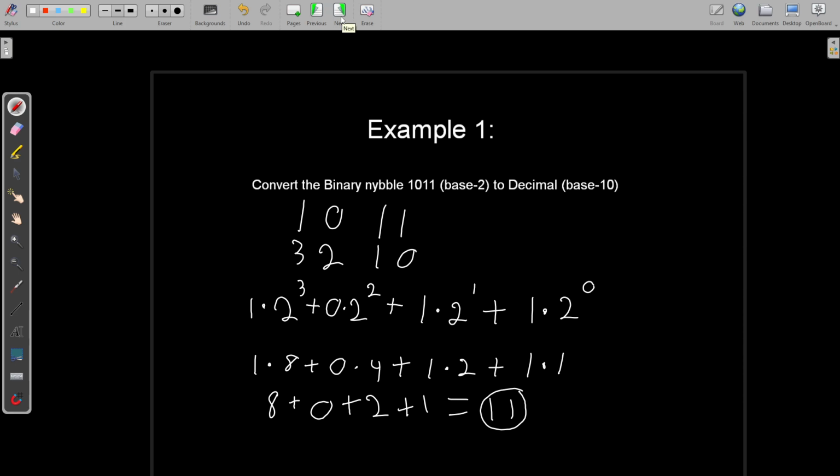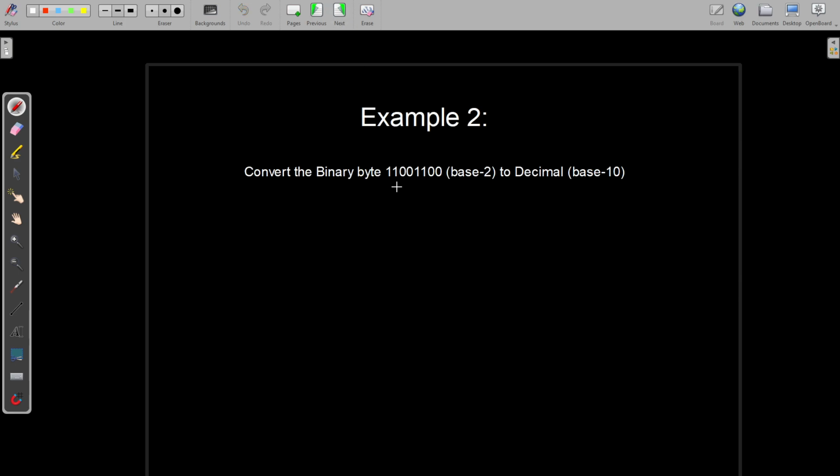Instead of converting a nibble, let's convert something larger, like a byte. And this one you may want to have a calculator by your side. So let's write our binary word. 1101. Let me fix that. I'm sorry, that's supposed to be a 1100.